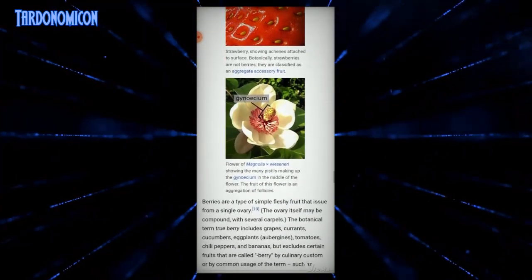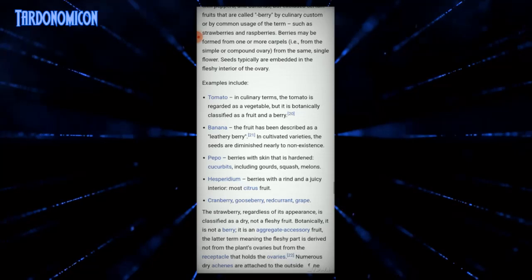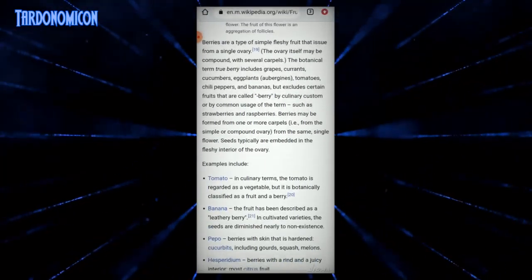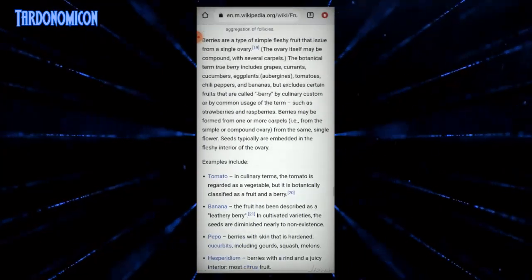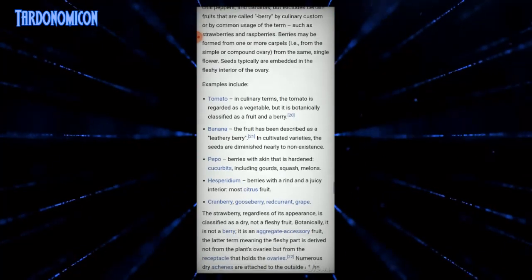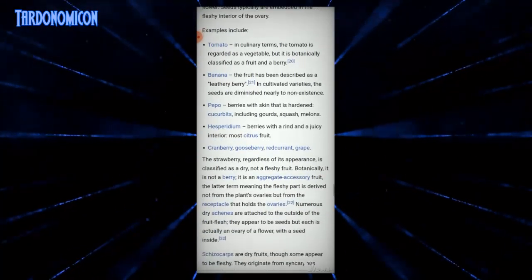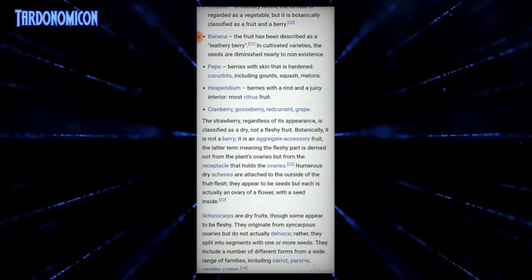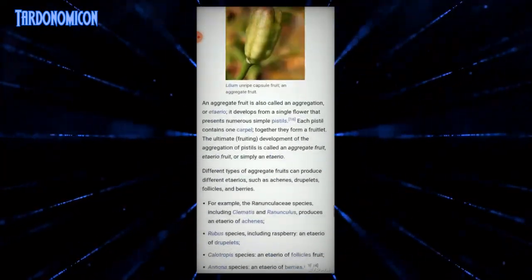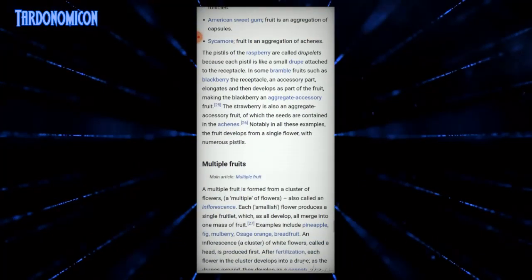Strawberry close-up. Okay. These are fleshy interior. Okay, tomato, banana, these are examples of berries. So tomato, banana, pepo. Cranberry, gooseberry, red currant, grape, etc. Aggregate fruits. Some berries are actually aggregate fruits.